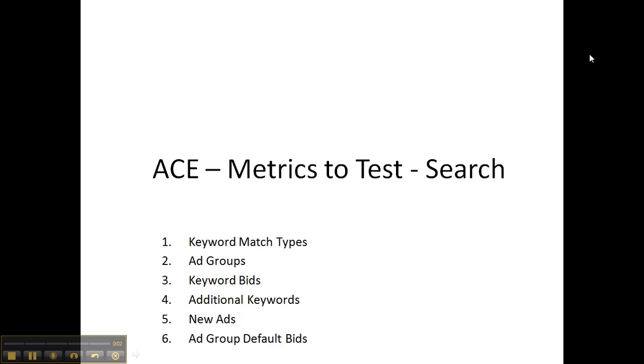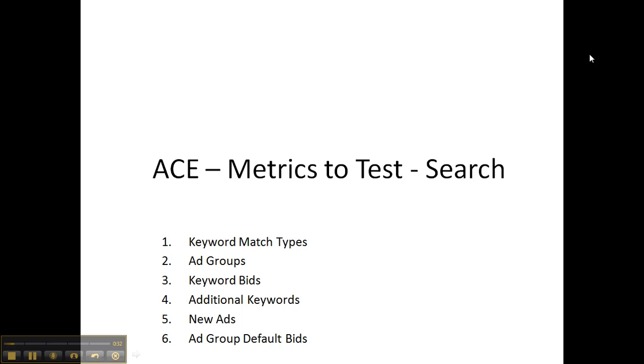Today we're going to take a look at AdWords campaign experiments, or ACE as it's referred to. An ACE is a way of split testing different metrics within your campaign, and Google will tell you based on statistical significance whether the experiment you set up performs better or if the control you already had in your campaign performs better. First of all, we're going to look at the metrics we can test and then run through a brief example of how to set up ACE.